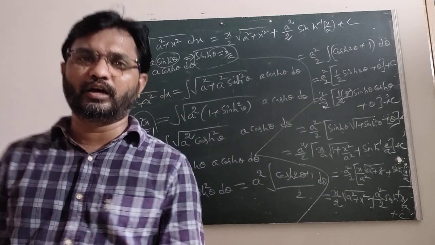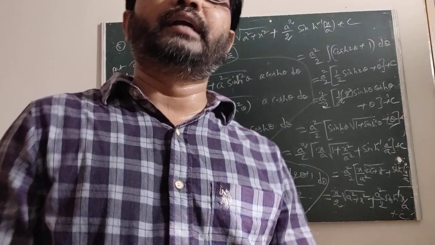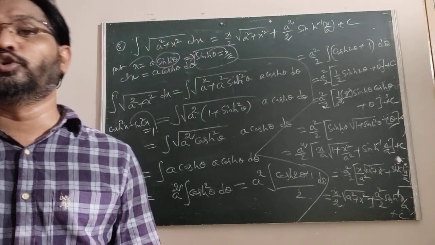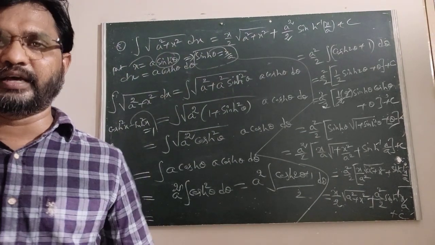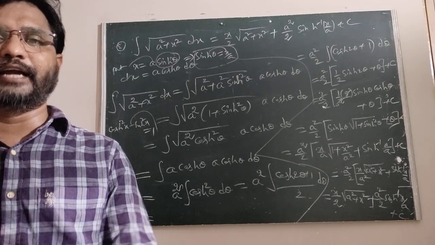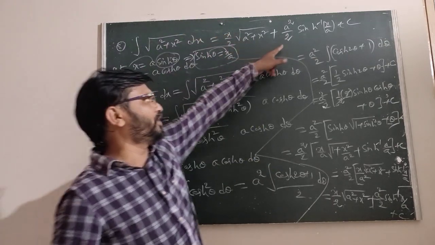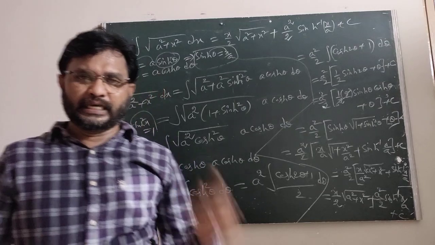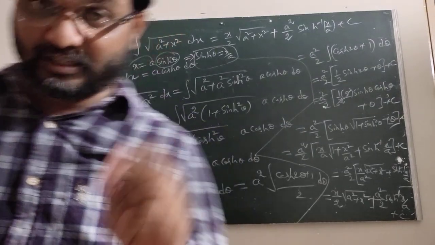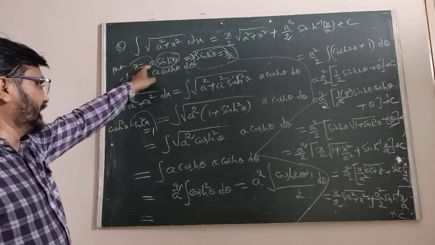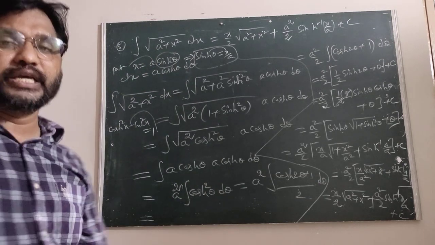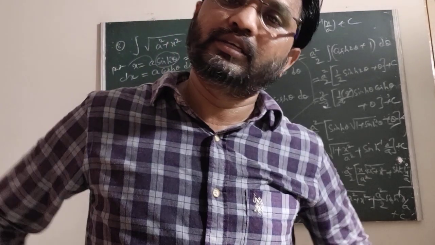This is the formula: the integral of under root a square plus x square dx is x by 2 root of a square plus x square plus a square by 2 sin h inverse of x by a plus c. In this case we have to take x equal to a sin h theta. Is it okay?